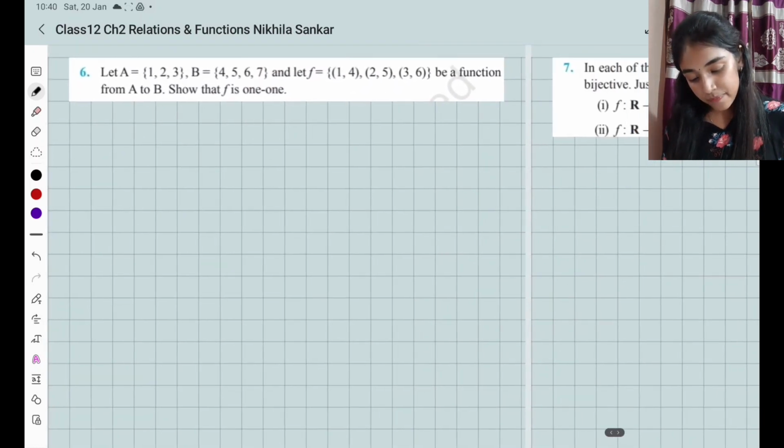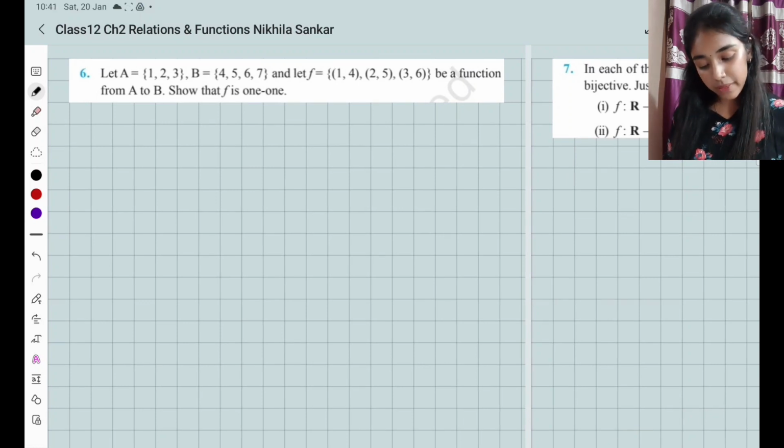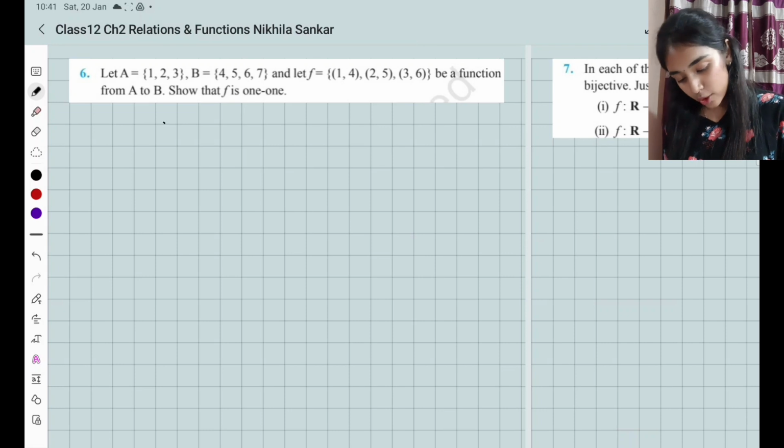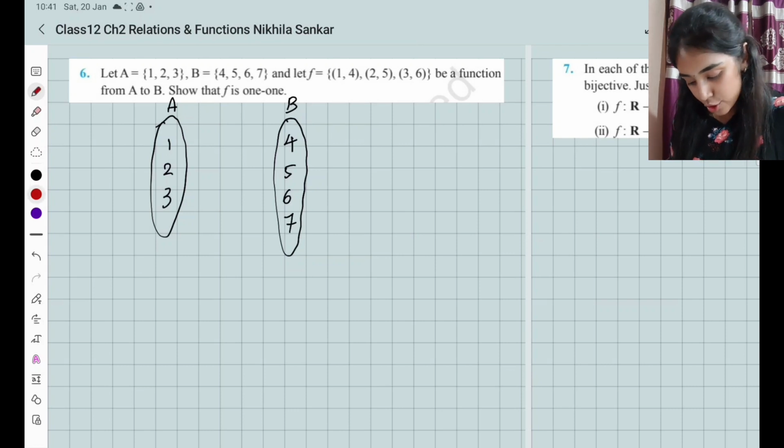Question number 6. Let A and B be given, and a function from A to B is given. Show that f is one-one. What does this mean? Let us first look at the mapping. So, what are the values in A? It is going to be 1, 2 and 3. What is in B? In B, I have 4, 5, 6 and 7. Okay. So, you have to show that this is one-one.